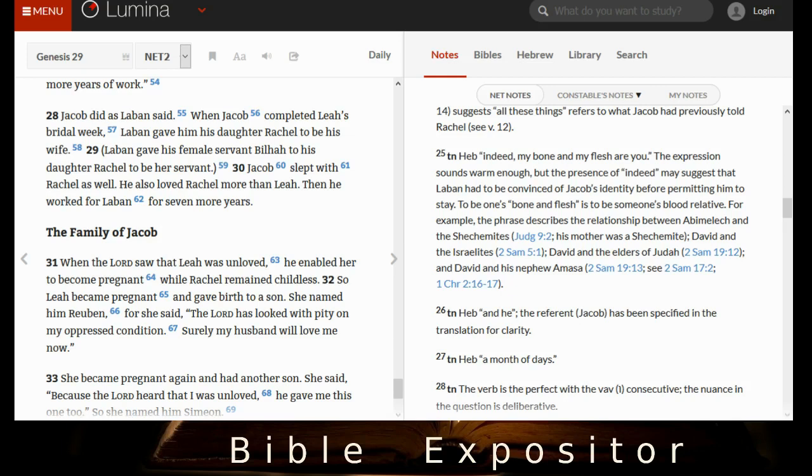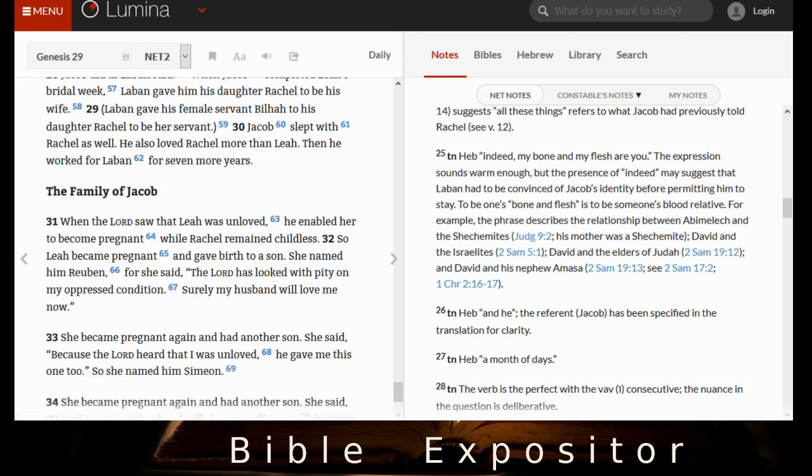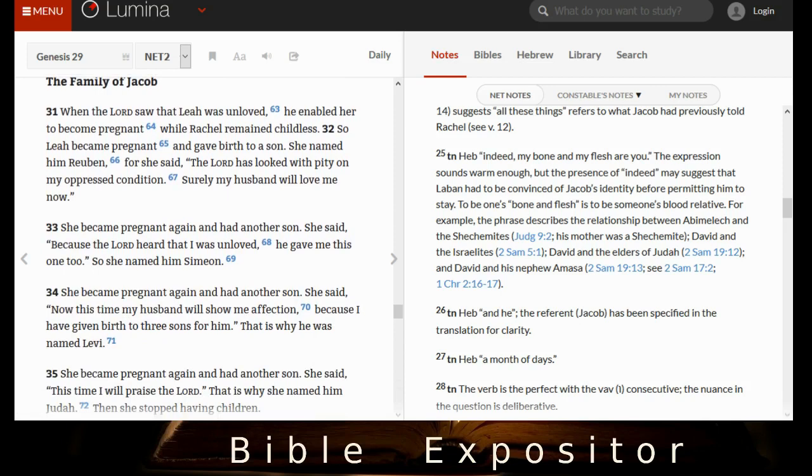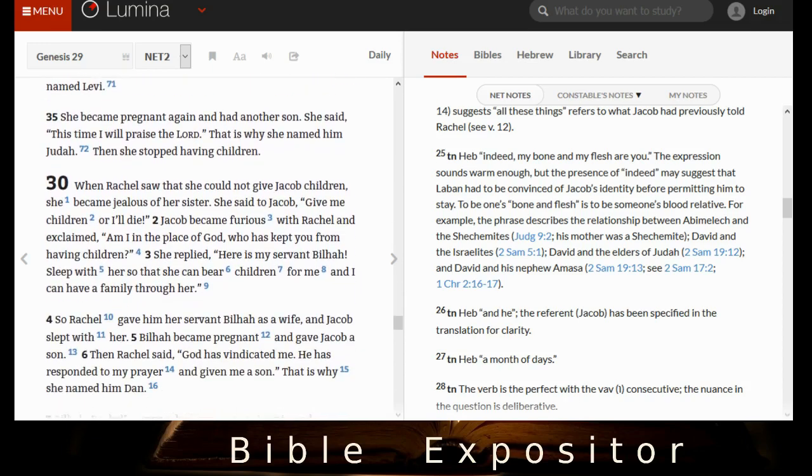Leah's first 4 sons would turn out to be the heads of tribes to be known eventually as the tribes of Israel, and 2 of them would be especially the subject of later covenants. That would be Levi and Judah. And that's under this heading they have here, the family of Jacob. So now we're going to get into chapter 30 here.